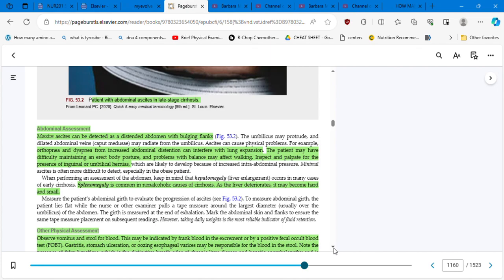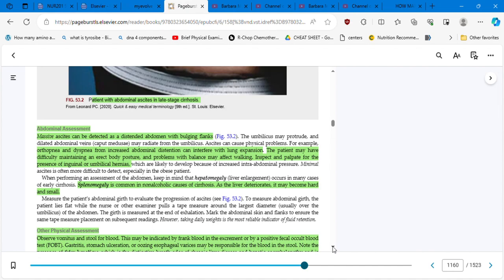Orthopnea and dyspnea from increased abdominal distension can interfere with lung expansion. We spoke about that. The patient may have difficulty maintaining an erect body posture, and problems with balance may affect walking. Of course, because the abdominal distension is pulling the spinal column, the spine is not having the normal shape and posture. So walking and balance are going to be at risk.